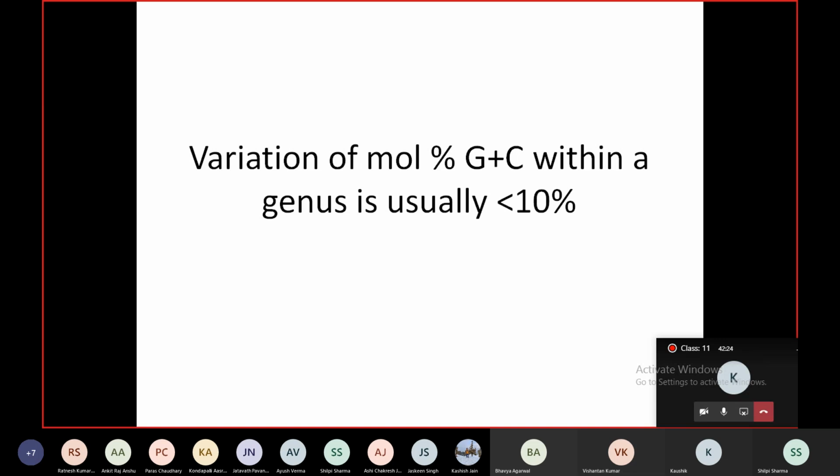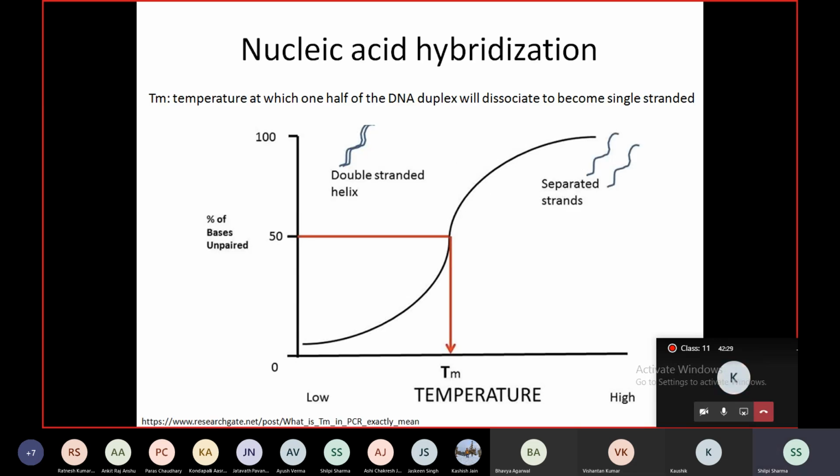ठीक है, बोलोगे तो हम बढ़ते जाएंगे, इसका मतलब क्लियर है। The other method is nucleic acid hybridization. Now here I wish to introduce you to a term called TM or melting temperature.